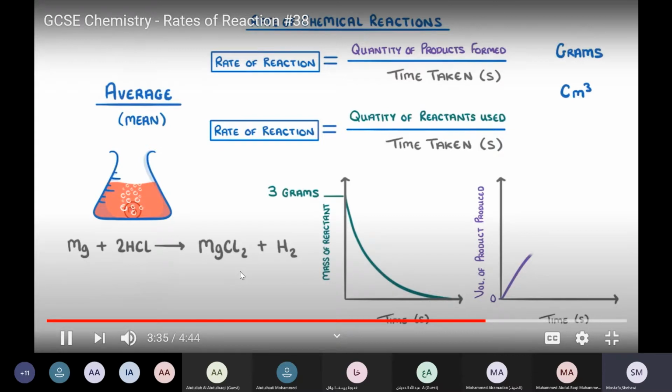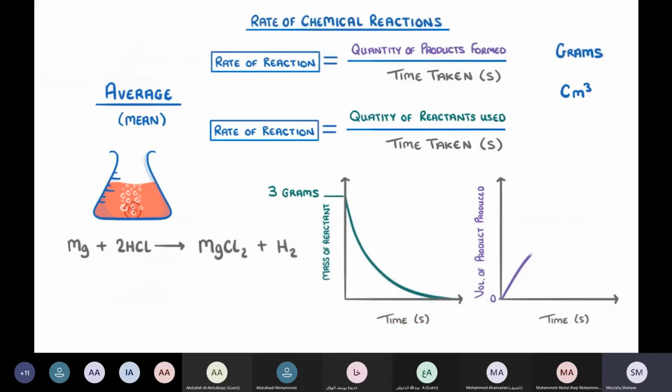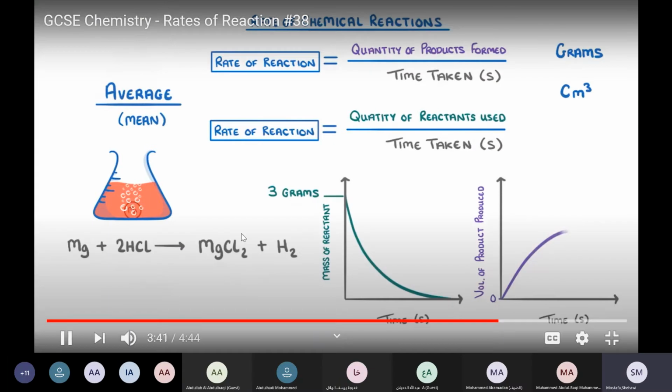The beginning of the reaction. Then, as the reaction progresses, the graph becomes less steep and finally starts to plateau as you run out of magnesium. When you run out of magnesium, it will give you a straight line, as you see like this. A straight line.